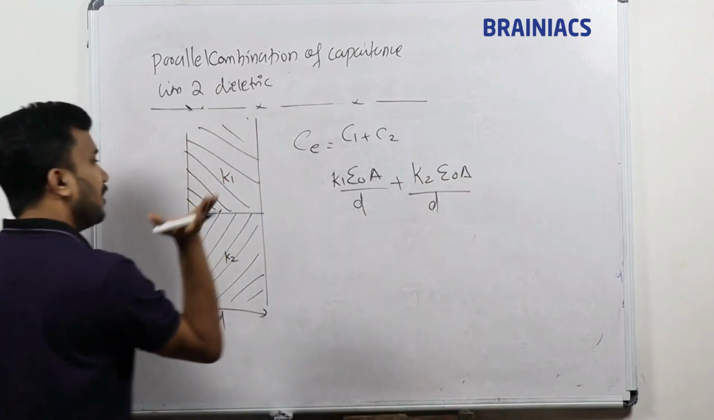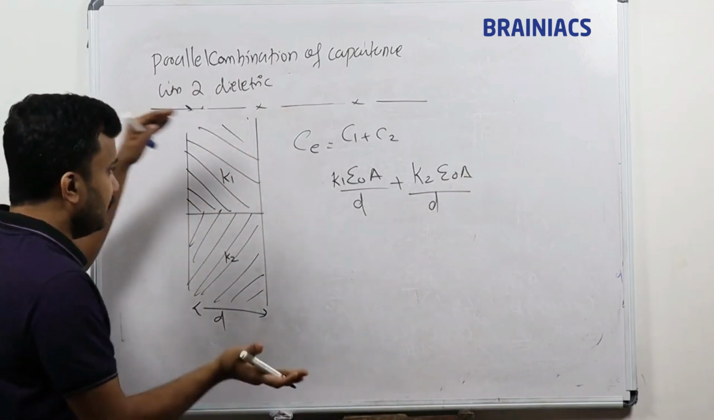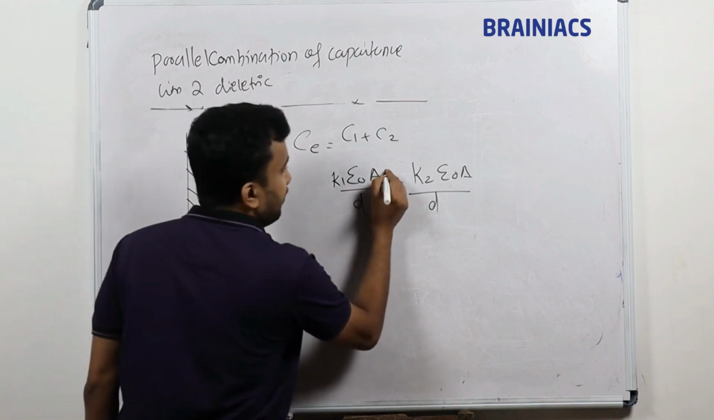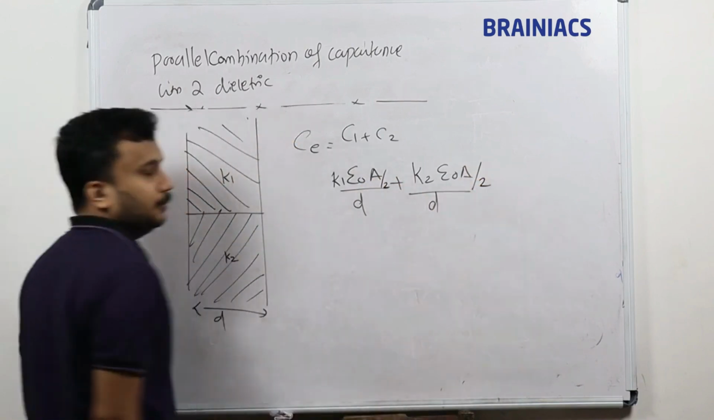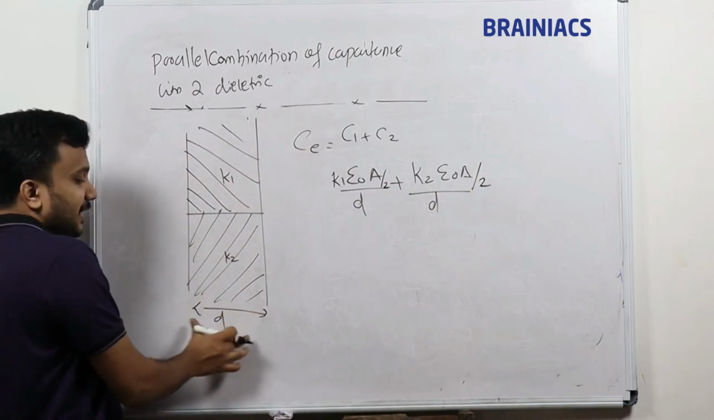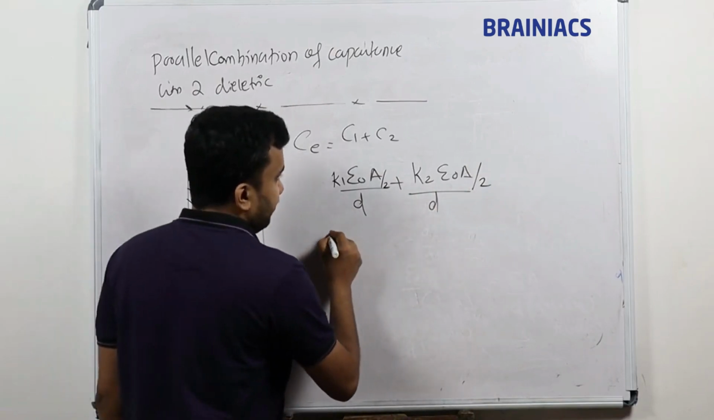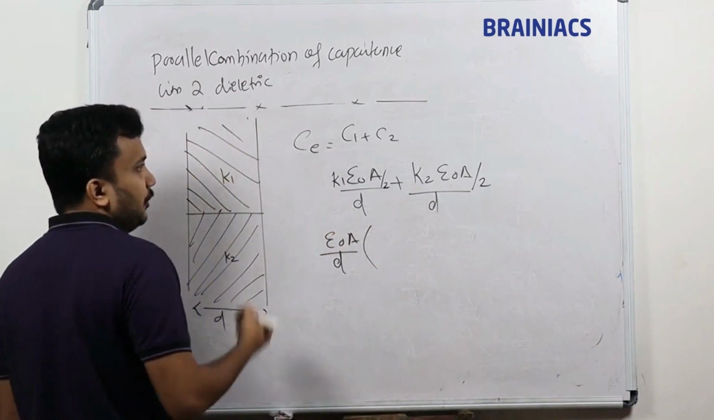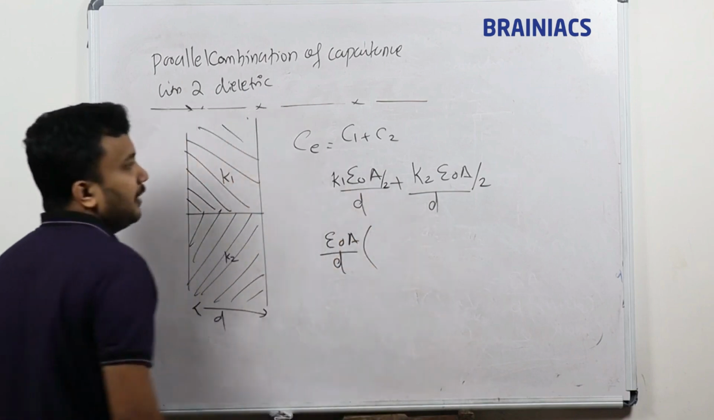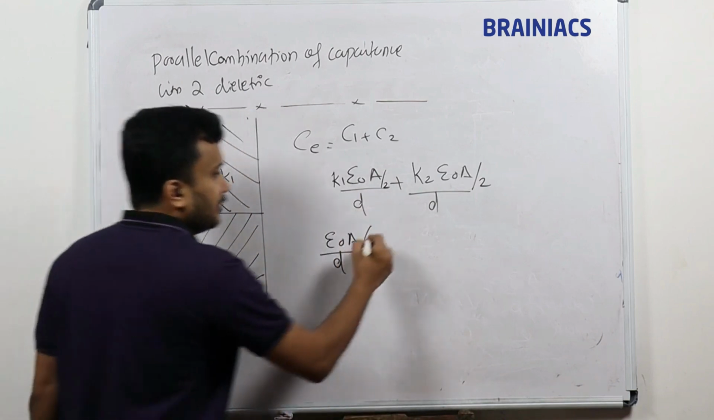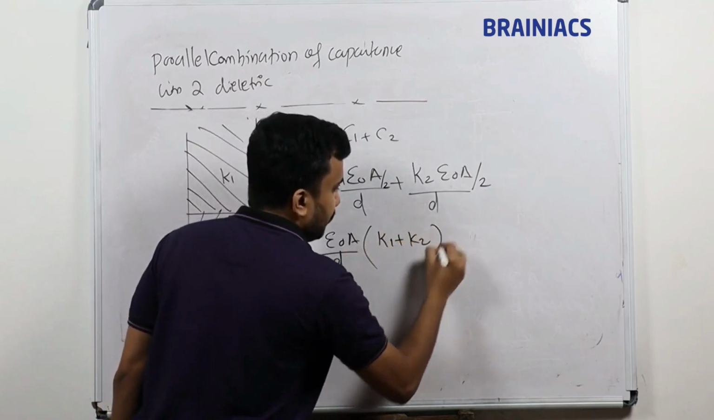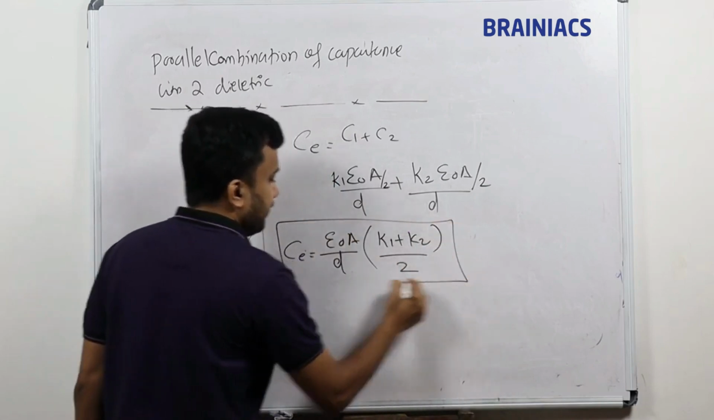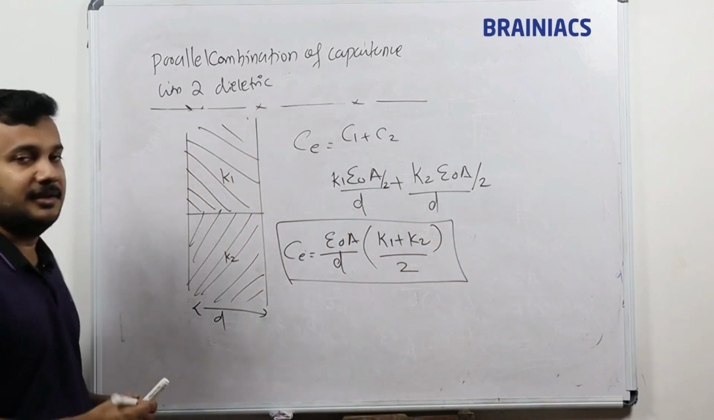But what is the difference? When you cut like this, the total area of cross section is changing, right? So A becomes A by 2, A becomes A by 2, but the distance will be the same. Epsilon A by D is common. So it becomes K1 by 2 plus K2 by 2. Totally, K1 plus K2 whole divided by 2. This is the equivalent capacitance when two capacitances are connected in parallel.